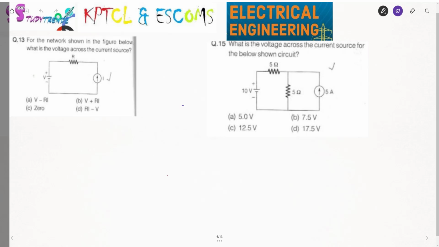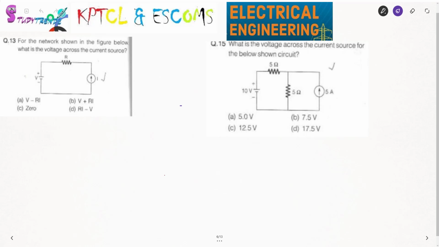Next question. For the network shown in the figure, what is the voltage across the current source? So what is the current of the source here? V is the voltage, I is the current through the resistor. So applying mesh analysis, V minus of minus I R is equal to V plus IR. Because current is here, we are assuming current like this. This current is here, so minus of minus IR, V plus IR.